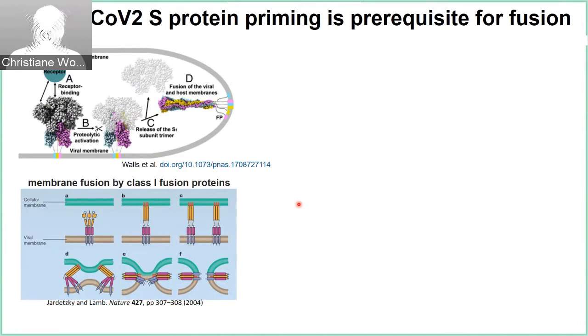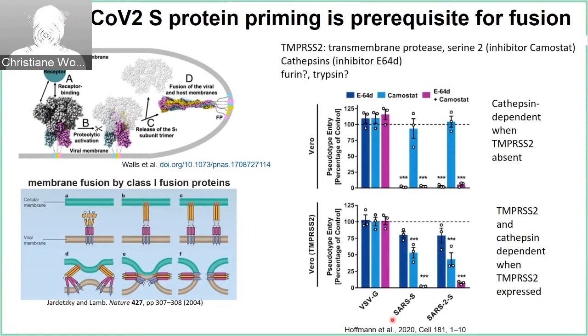And so based on what we knew from SARS-1, the same authors from the Cell paper also looked at what are the proteases for SARS-2 that mediate this proteolytic activation event. And they tested two different proteases, TMPRSS2, which is a transmembrane protease, serine-2, that is inhibited by camostat, and then cathepsins, which are inhibited by E64D. And so you can see the data here.